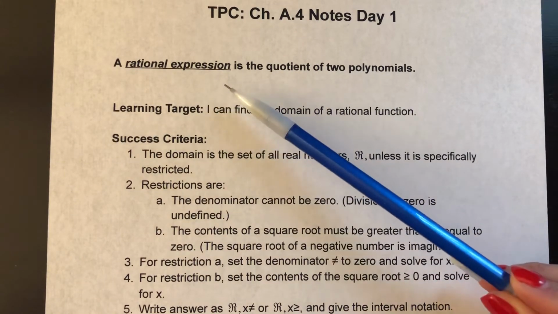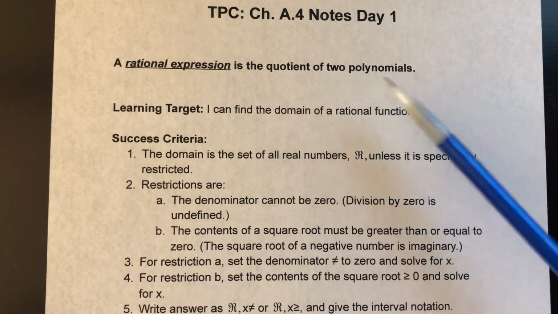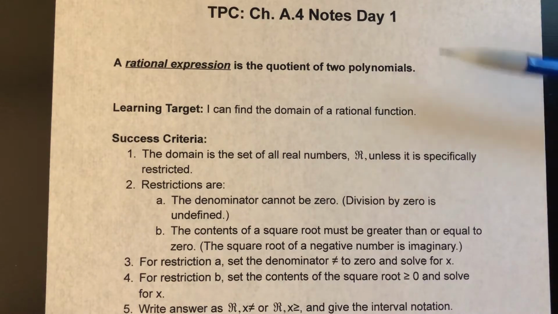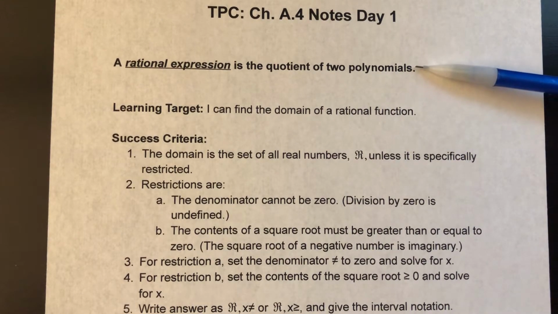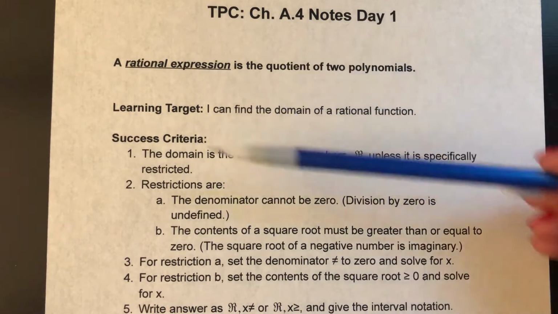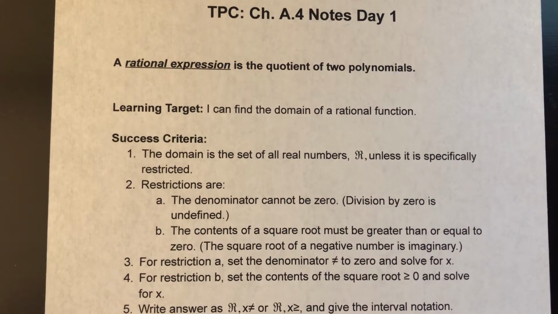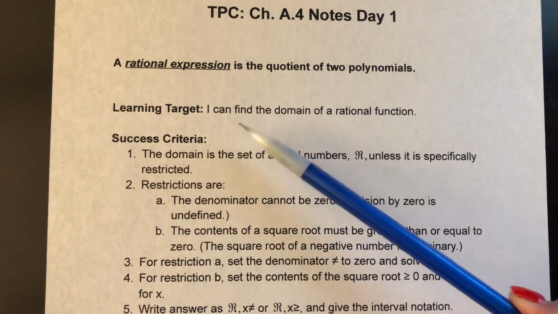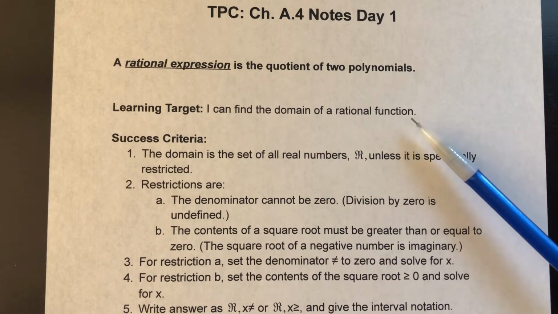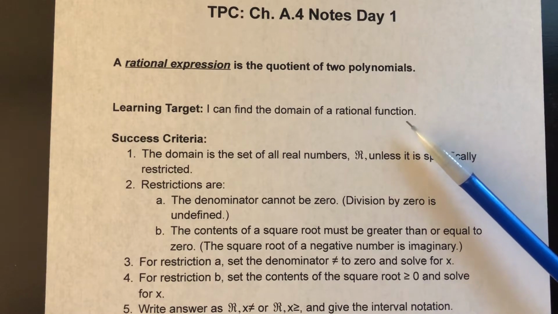So a rational expression is the quotient of 2 polynomials. So basically it's a fraction set up with a polynomial on the top and bottom. So numerator, denominator are made up of polynomials. So that's what we're doing in this section, just to review some of these things to get us ready for our next section, 2.6. So our first learning target for today is I can find the domain of a rational function. So we've already done this before this year, so this would be a review.